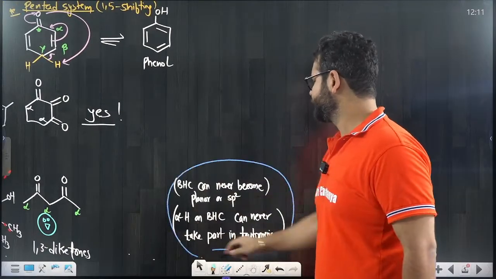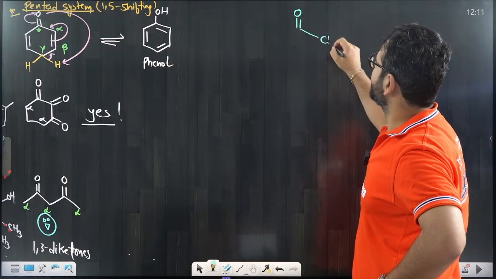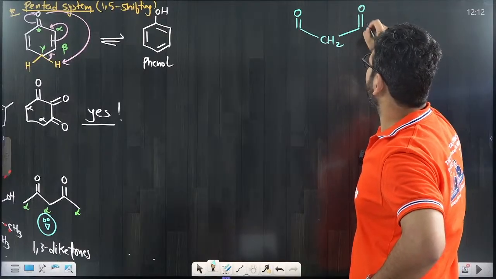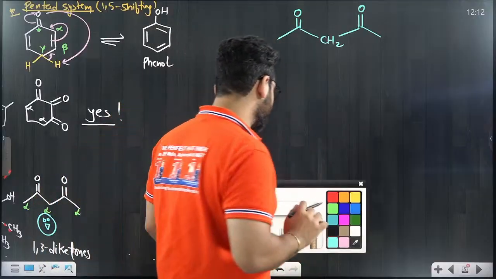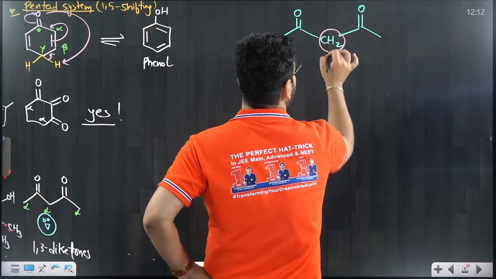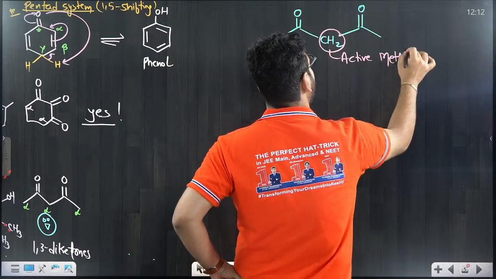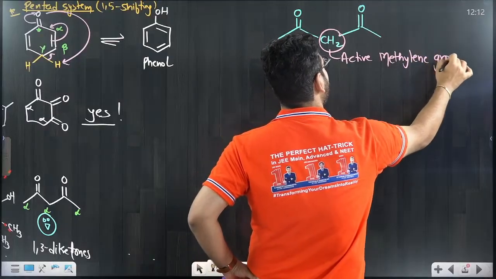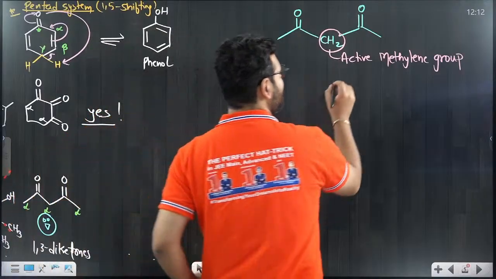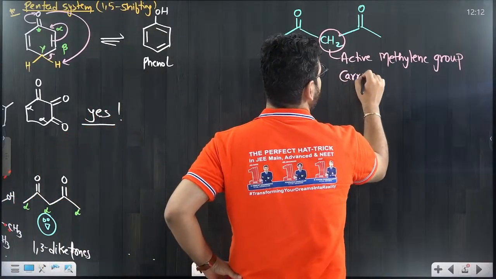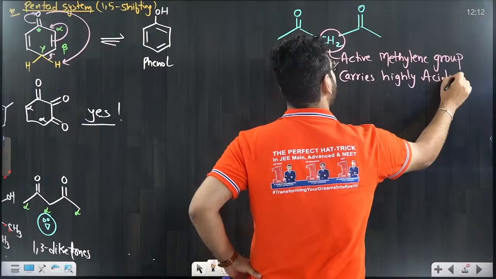Active methylene group. Whenever there is a double bond O here, CH2 here, double bond O here, anything could be present here, this particular group is called as active methylene group. And the hydrogen on active methylene group is highly acidic, carries highly acidic proton.